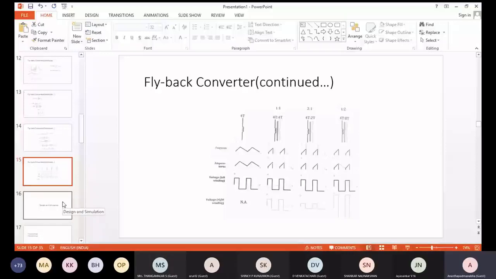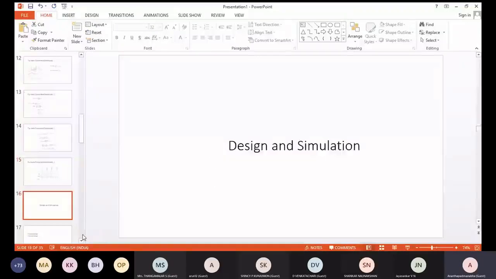Let me quickly go further. Now, once we are through with the basic working principle, let us focus on the design of the two converters which we are going to handle in the afternoon session, that is the buck converter and the flyback converter, right?